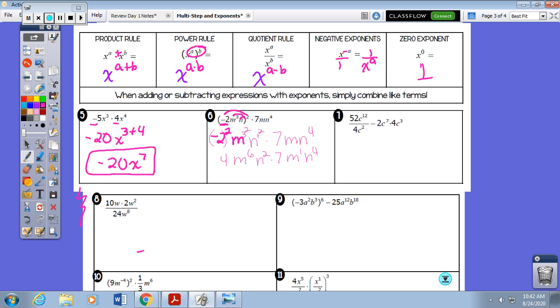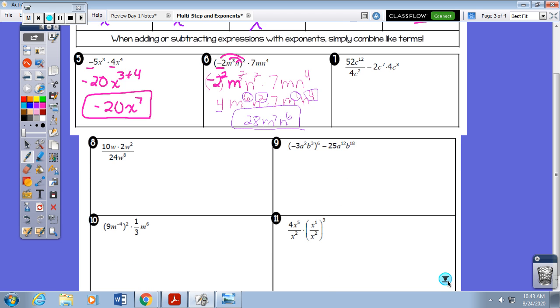Okay? Then we're going to combine the letters that are alike and multiply. So 4 times 7 is 28. 6 m's here and 1 here, so it's m to the 7th. 2 here and 4 here, so there's 6, n to the 6th power. So there's your final answer there. Okay. So let's look at another one. Alright, so let's do number 8.